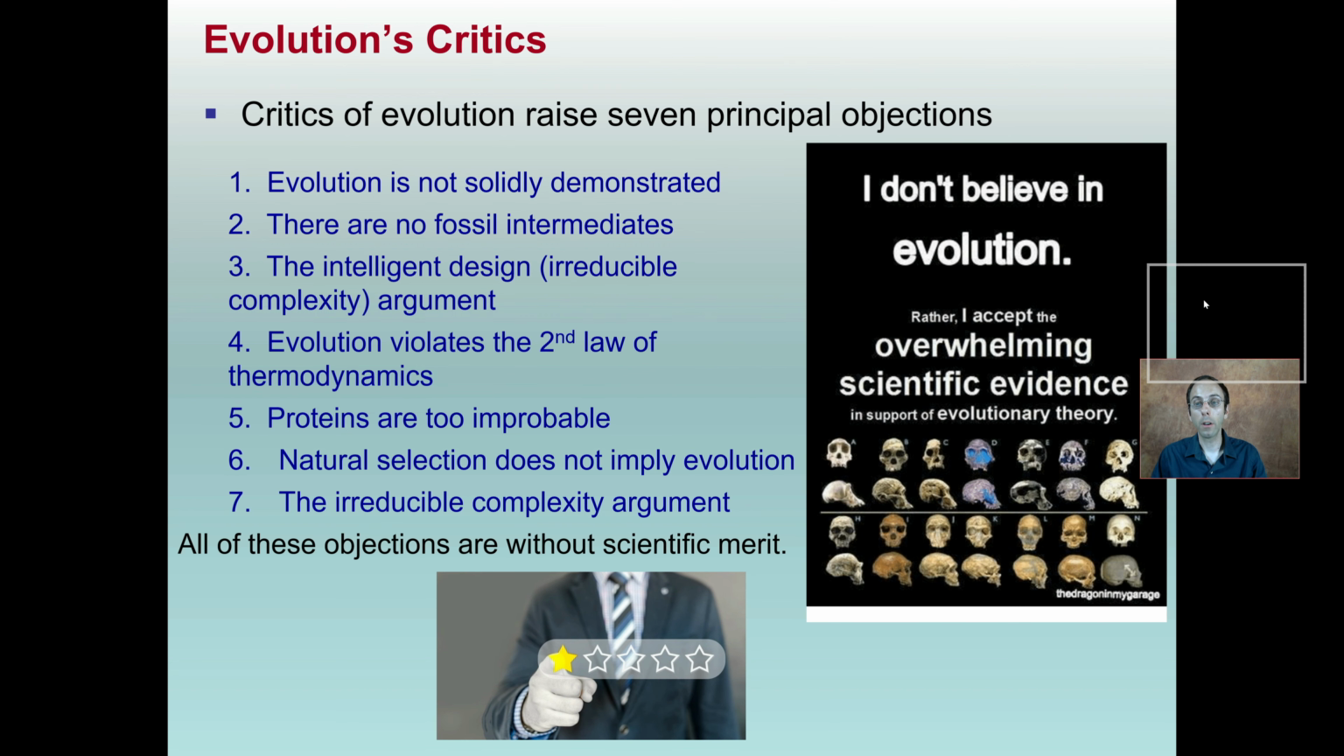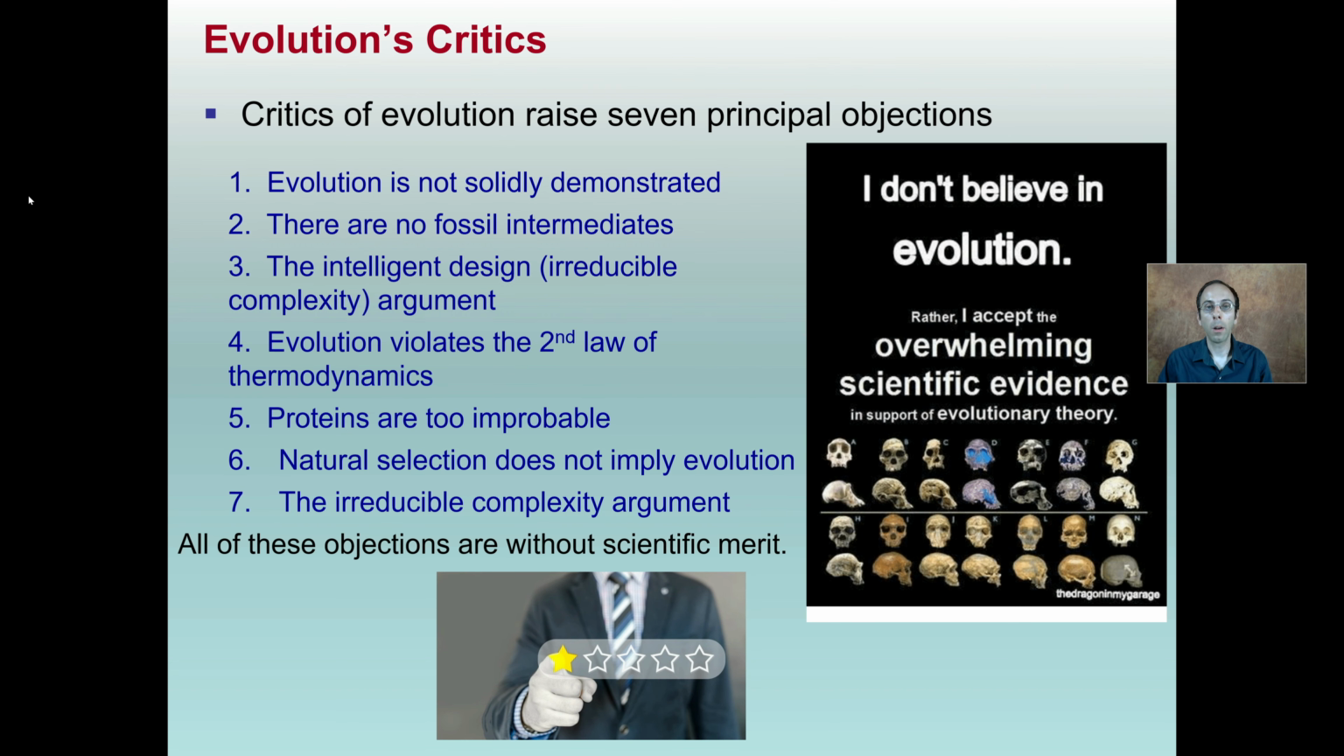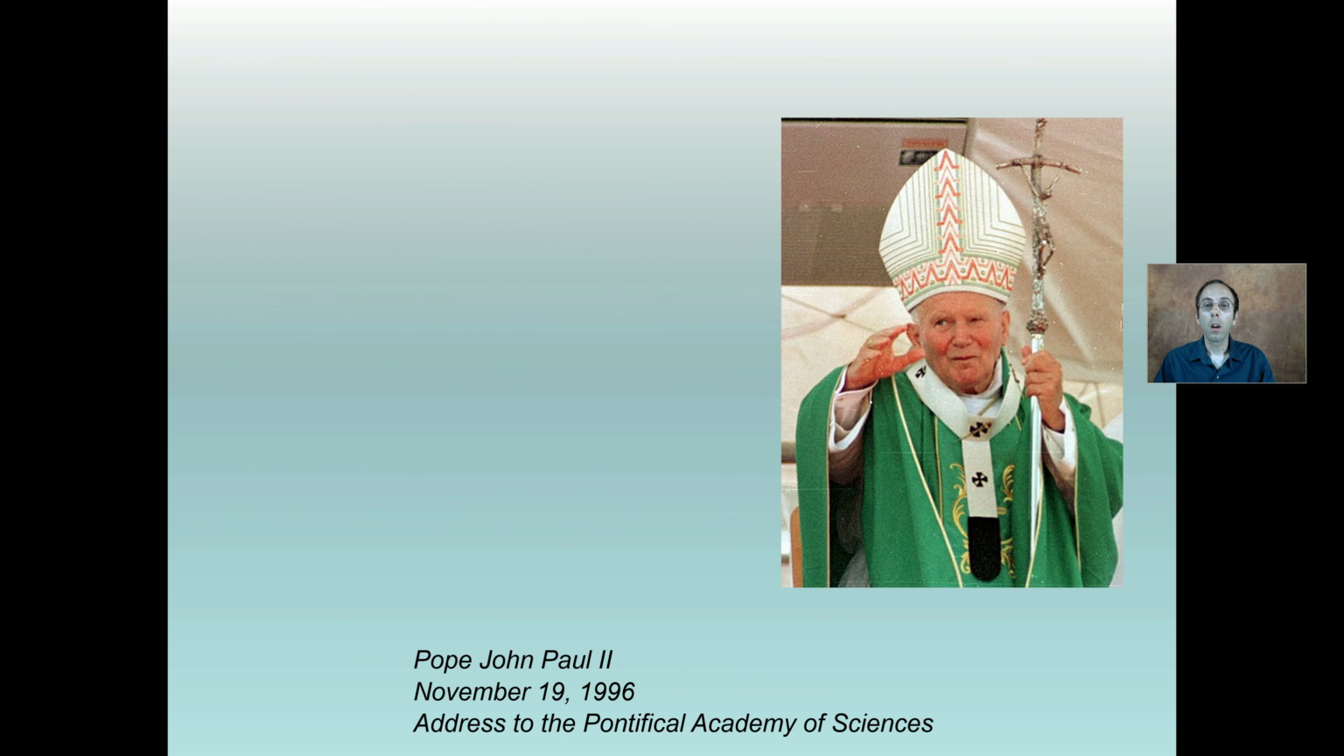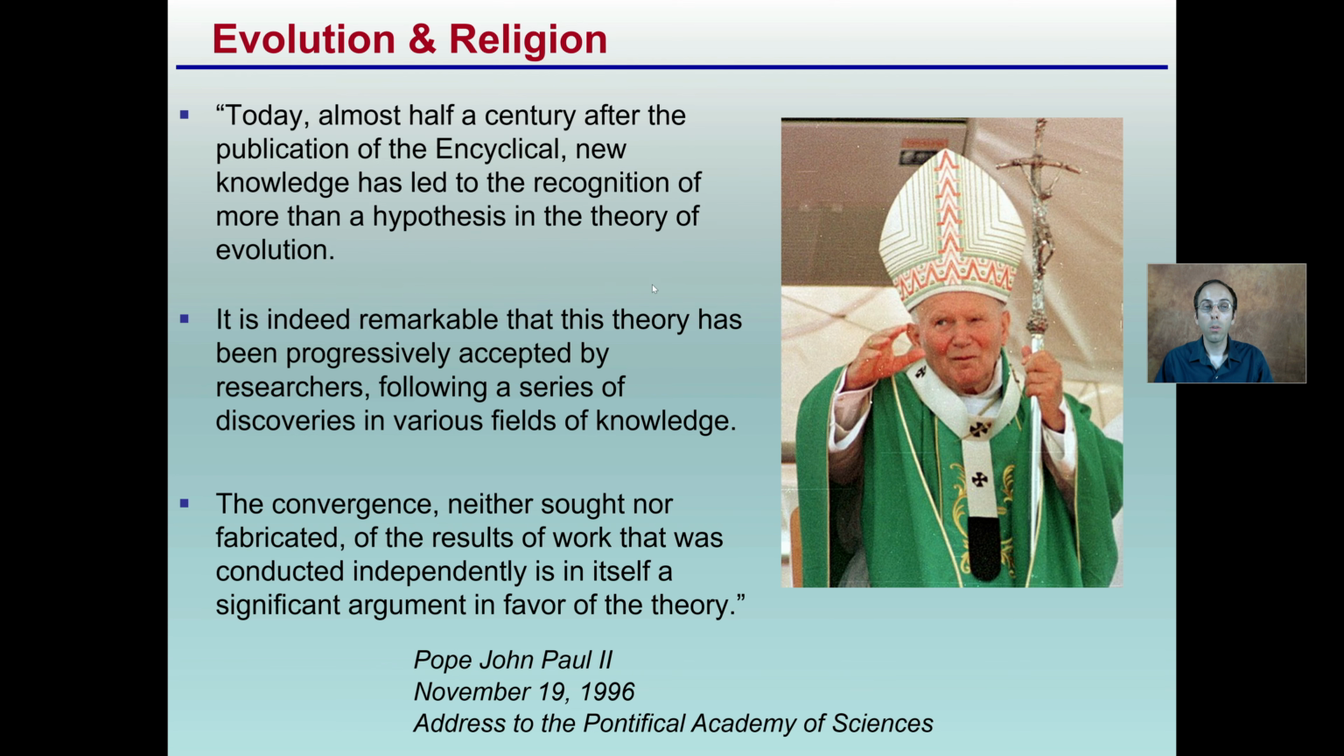There are a lot of evolutionary critics. The objections they raise: it's not solidly demonstrated, there are no fossil intermediates, there's intelligent design, evolution violates the second law of thermodynamics, proteins are too improbable to form. All these objections are really without great scientific merit when you start looking at them for support. A lot of people bring up religion in relation to evolution.